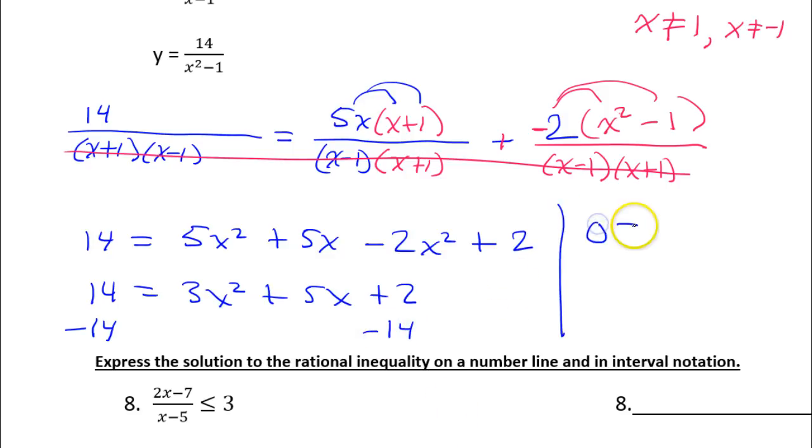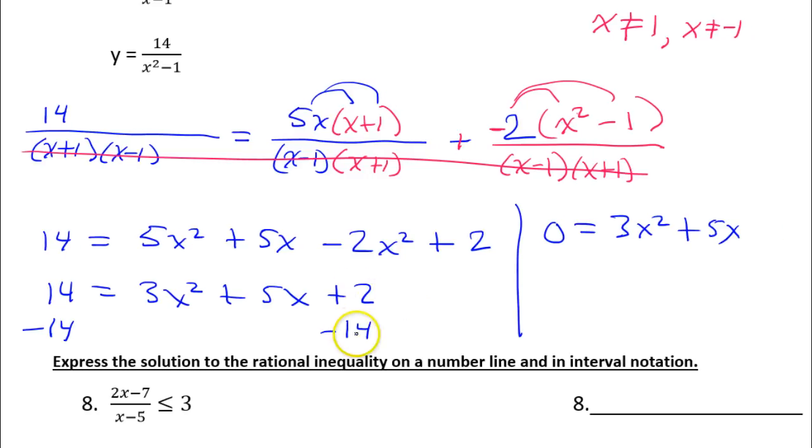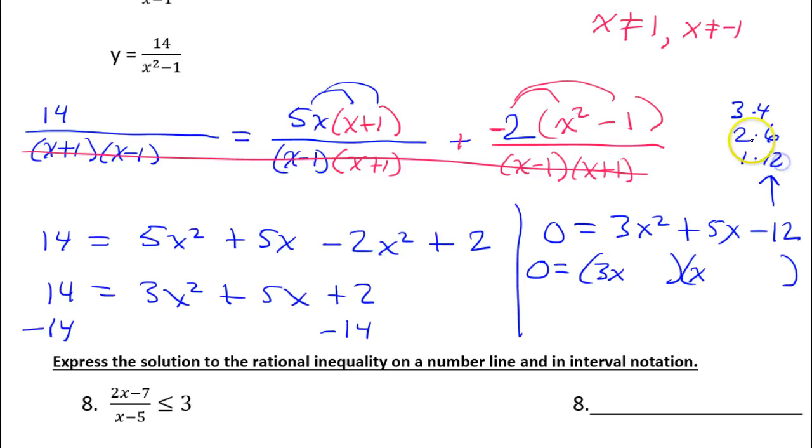Alright, so that's going to give me 0 equals 3x squared plus 5x minus 12. Alright, so now I'm going to try to factor this. 3x squared can only factor as 3x and x. 12 is either going to be 3 times 4, or 2 times 6, or 1 times 12. So I've got some options. I'm just going to go in this order.